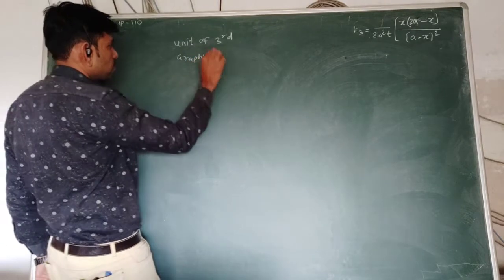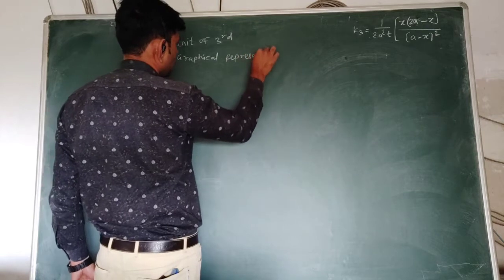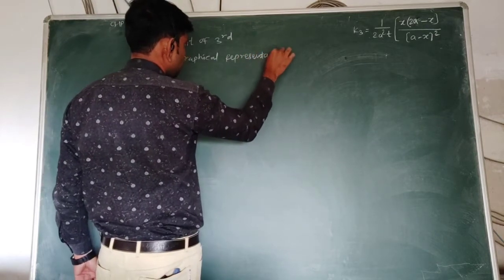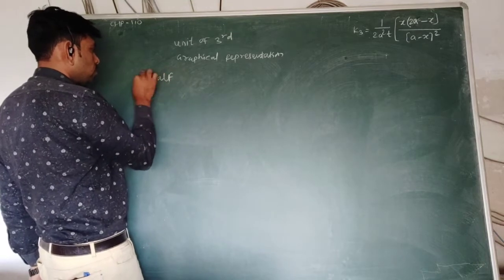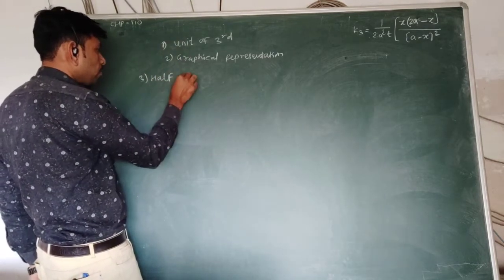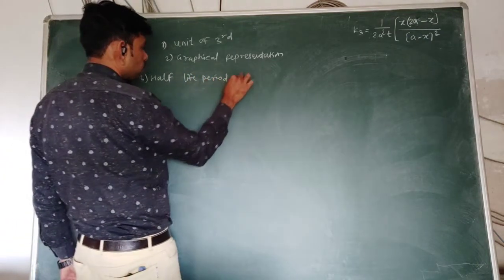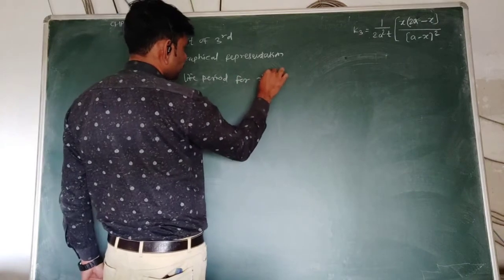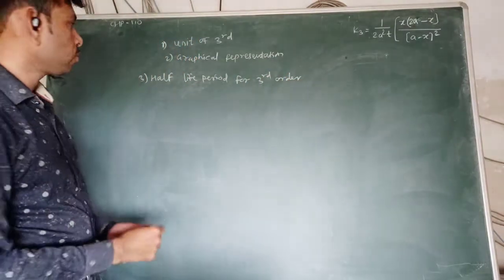Now, the next characteristic that we have to discuss here for third order reaction is the half life period for third order reaction. Third characteristic that we have to discuss here, the half life period for third order reaction.